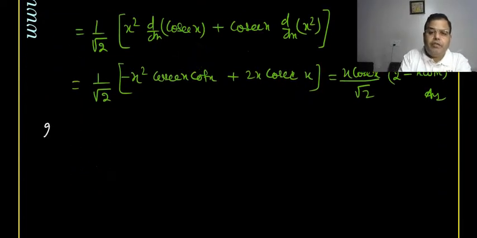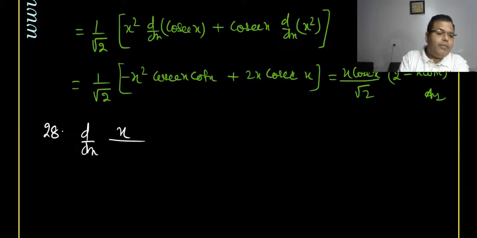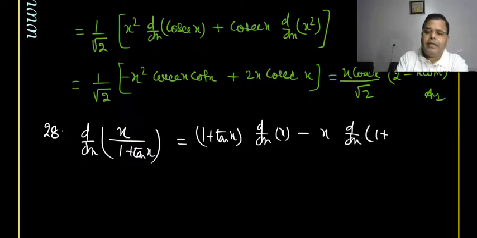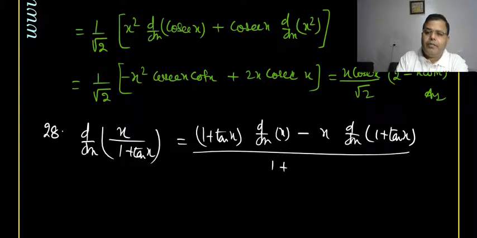Now question number 28 is nothing else but d by dx of x by 1 plus tan x. You can apply the quotient rule, and that is nothing else but 1 plus tan x into d by dx of x, minus x as it is into d by dx of 1 plus tan x, divided by 1 plus tan x whole square.